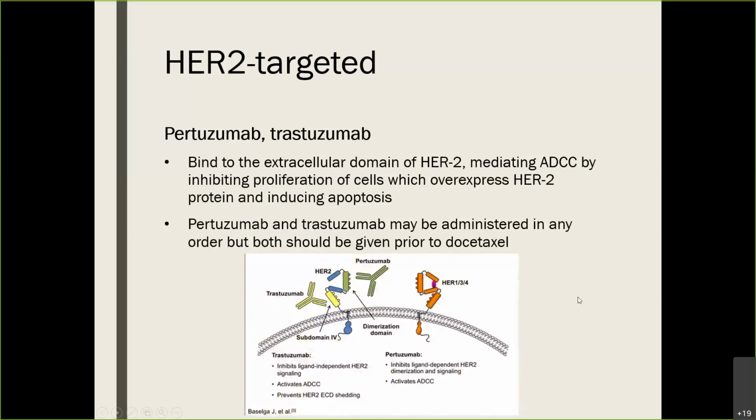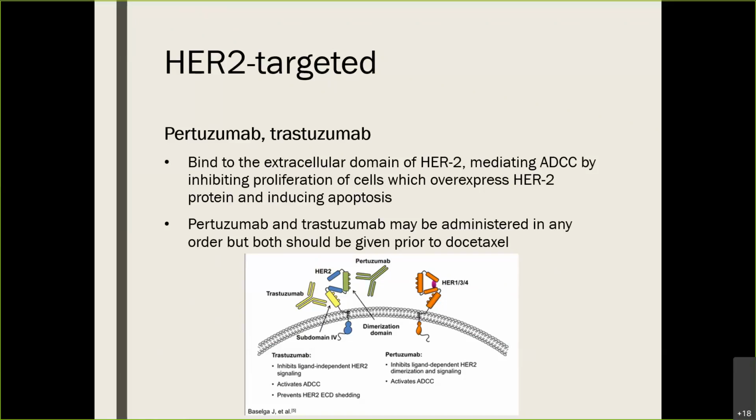Regarding the HER2 products, pertuzumab and trastuzumab we'll start with. They bind to the extracellular domain of HER2. They mediate antibody-dependent cytotoxicity. They inhibit proliferation of cells which overexpress HER2. And pertuzumab and trastuzumab may be administered in any order, but they should be given prior to docetaxel when that regimen calls for it. The brand names, in case you're interested, are Perjeta and Herceptin.